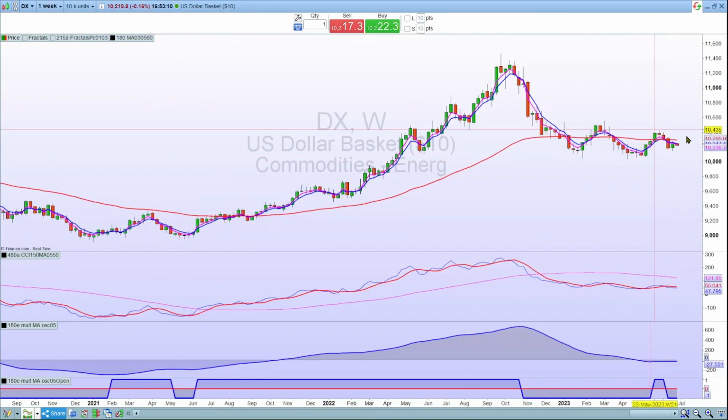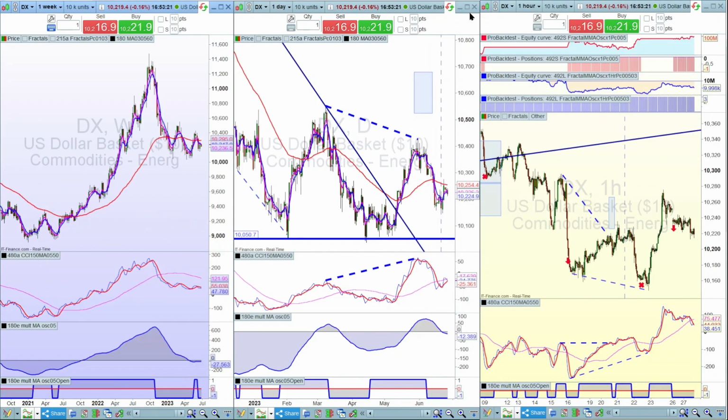First off, on the weekly, we've got the triple moving average, the double moving average of the CCI 150, and our oscillator, which is showing a bearish signal. So predominantly bearish trades based on the weekly.